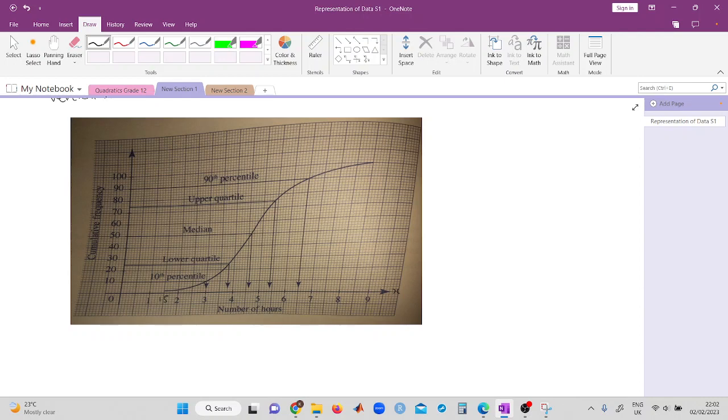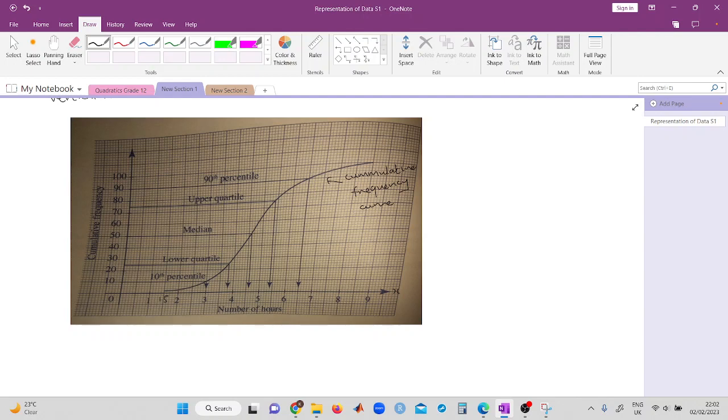Quand on finit, je fais un smoothing, comme je join ces 20 points, je gagne une curve. Ça, on appelle ça la cumulative frequency curve. This is the curve.